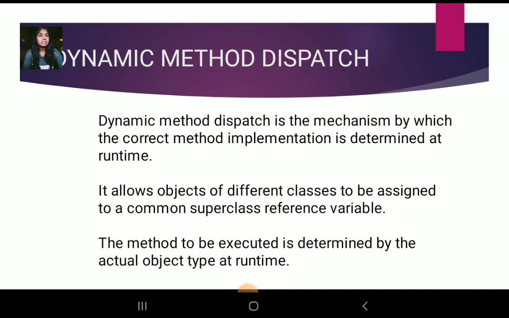Dynamic method dispatch. Dynamic method dispatch is the mechanism by which the correct method implementation is determined at runtime. It allows objects of different classes to be assigned to a common superclass reference variable. The method to be executed is determined by the actual object type at runtime.